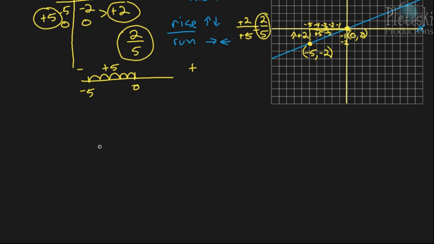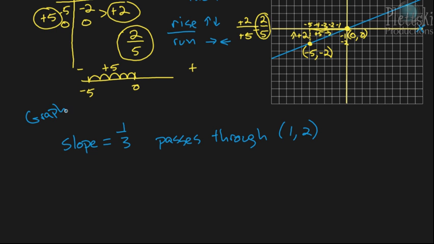Okay, let's say you have a problem where it gives you the slope. Let's say the slope of 1/3, and they say it passes through the point 1, 2, and they want you to graph it. So graph the line that has a slope of 1/3 and passes through 1, 2. Well, let's draw our graph.